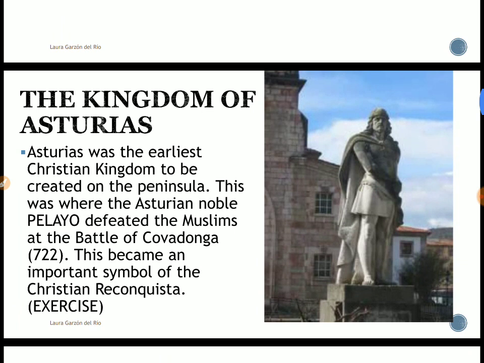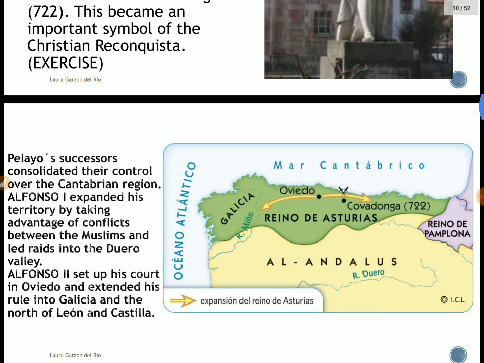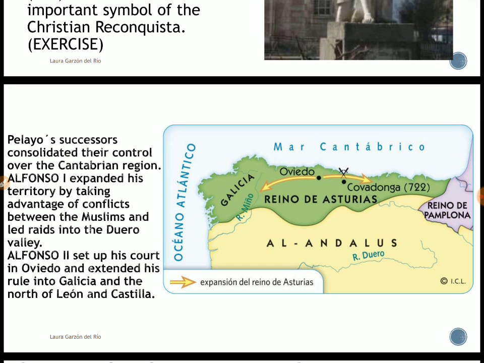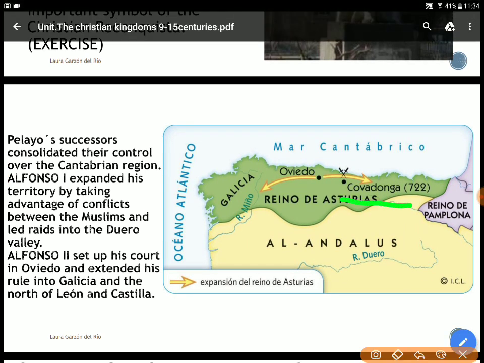The Kingdom of Asturias. Asturias is the earliest kingdom to be created. This was where the Asturian noble Pelayo defeated the Muslims at the Battle of Covadonga. Remember the text. This became an important symbol of the Christian Reconquista. You have here a map that shows the Battle of Covadonga. After Pelayo, the first kings, Alfonso I and Alfonso II of the Kingdom of Asturias, are going to move east and west, expanding their territory.